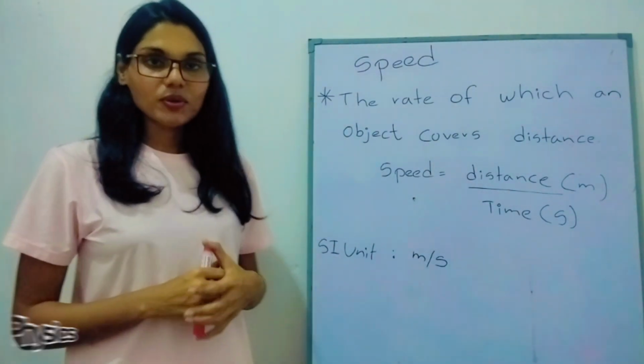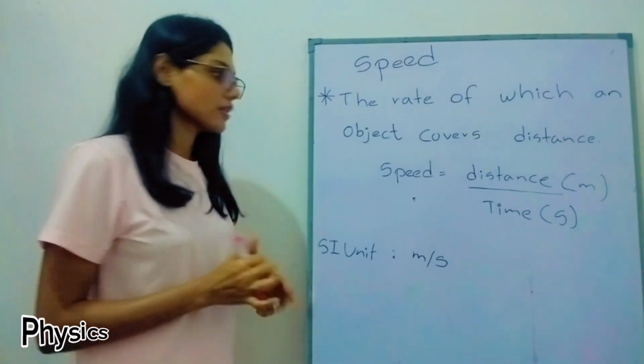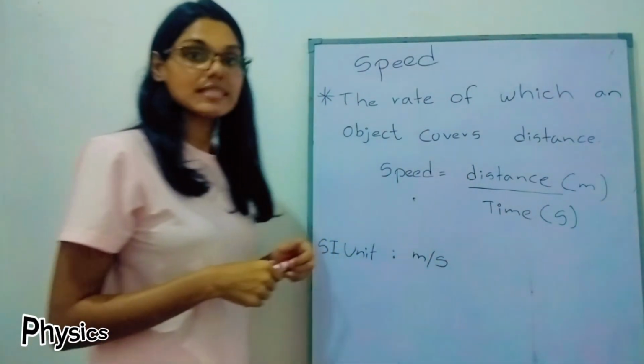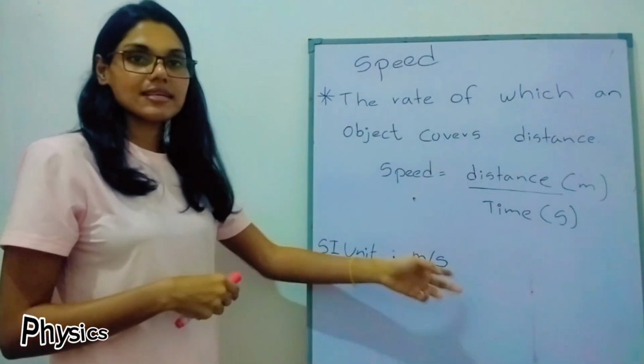So the SI unit of speed is meters per second. Distance is measured in meters and time is measured in seconds. So speed is measured in meters per second.